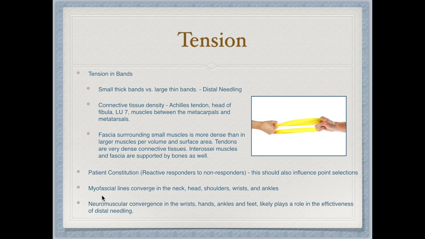Okay, the next point here reads, myofascial lines converge in the neck, head, shoulders, wrists, and ankles. Now, this is an important thing to understand, and let's read the next point too. It says, neuromuscular convergence in the wrist, hands, ankles, and feet likely plays a role in the effectiveness of distal needling. So we're going to be talking a lot about distal needling in this course because it tends to produce quicker, faster, more effective results than needling locally or doing trigger point therapy.